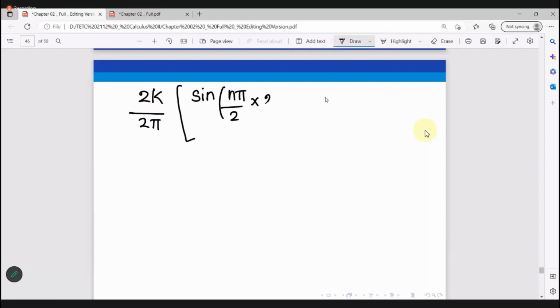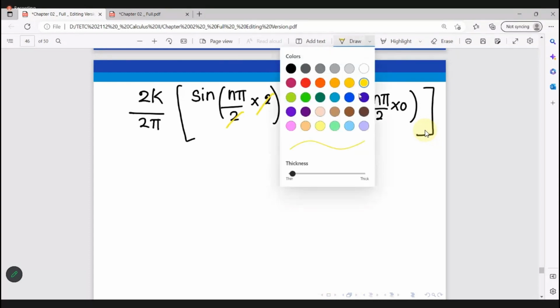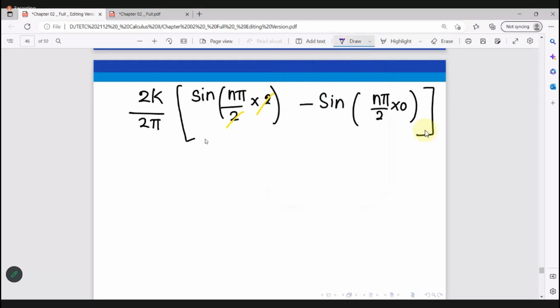2 minus sin n phi over 2 times 0. And here we can see that this 2 to 2 cancel out. The remaining part is, what is remaining? Sin n phi minus sin 0.